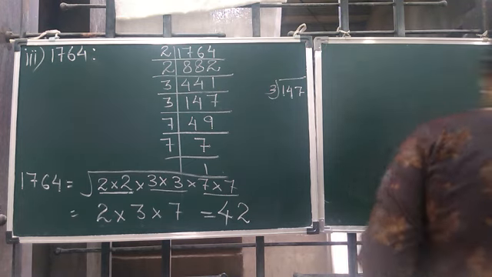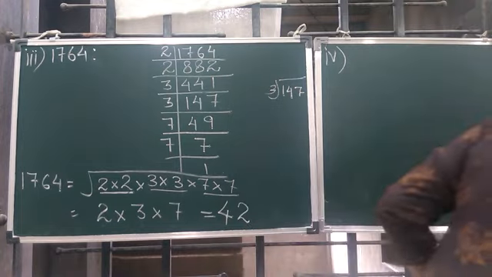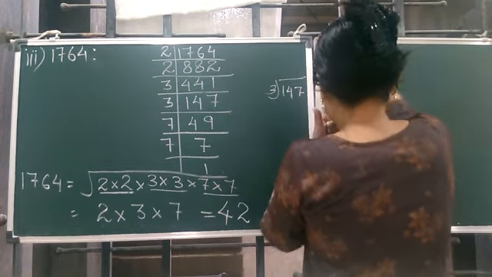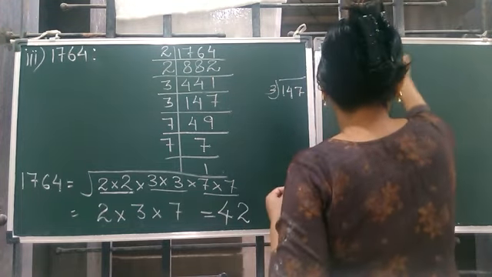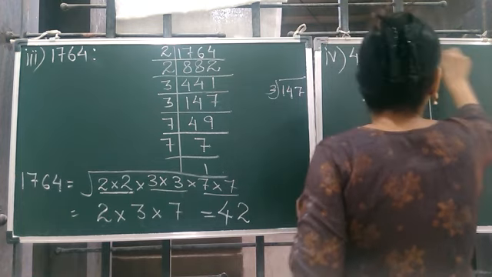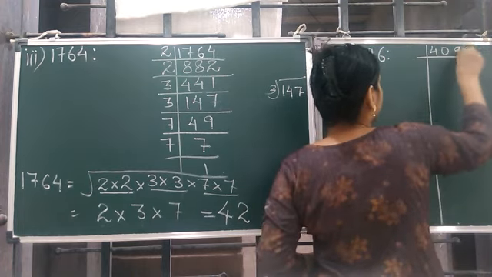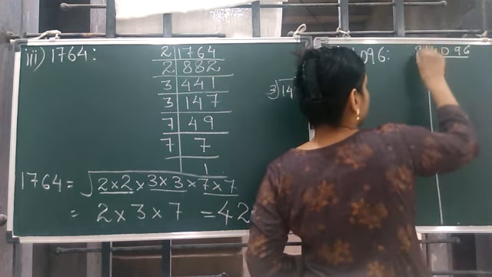Then we go to the fourth one. What is the fourth one? 4096. So we do the prime factorization of 4096. Last digit is even, so it will go by 2.